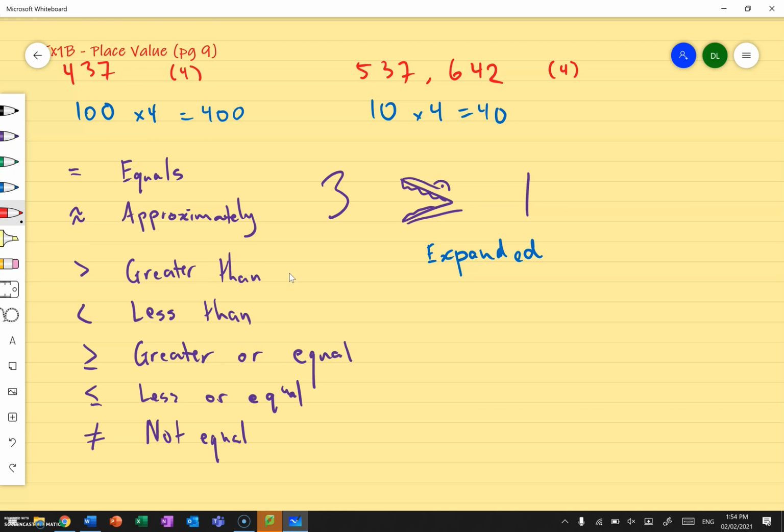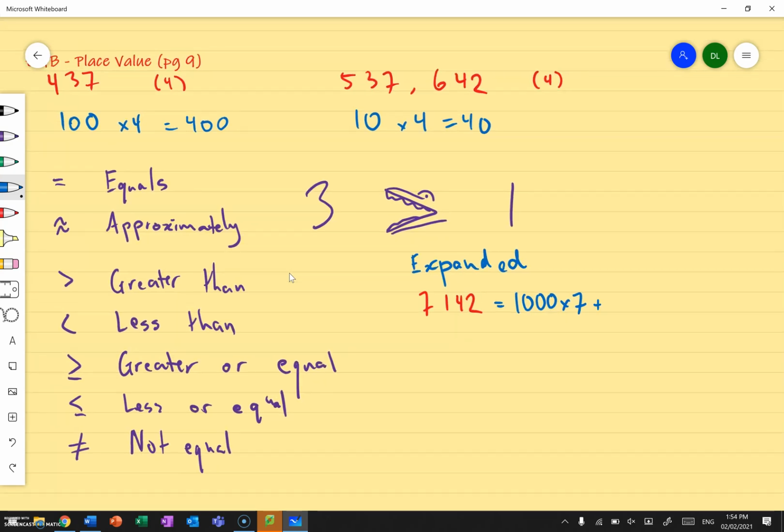So let's say I have 7,142. I know that the 7 represents the 1,000. So I'm going to write 1,000 multiplied by 7. Are we okay with that? Yep. I'm going to add the next position. What's the next position? Thousands and then? 100. So I'm going to write 100 multiplied by what number?